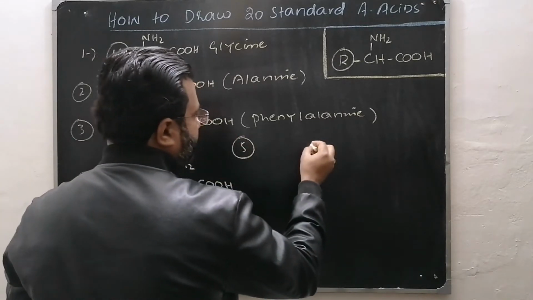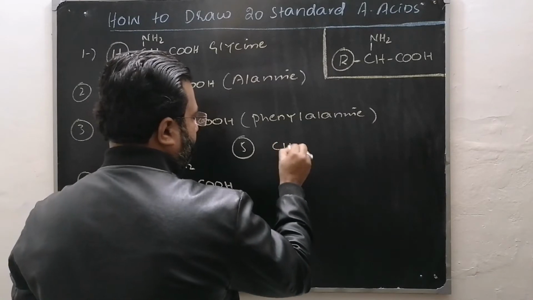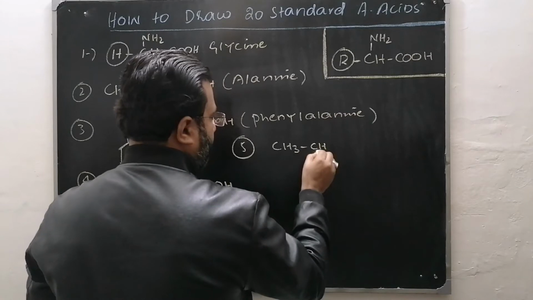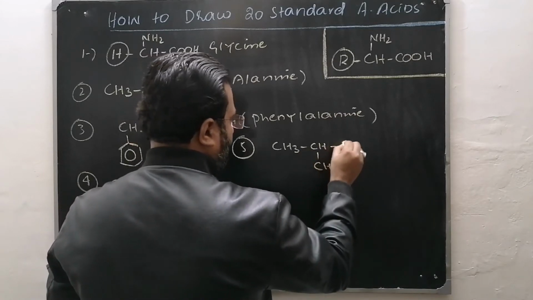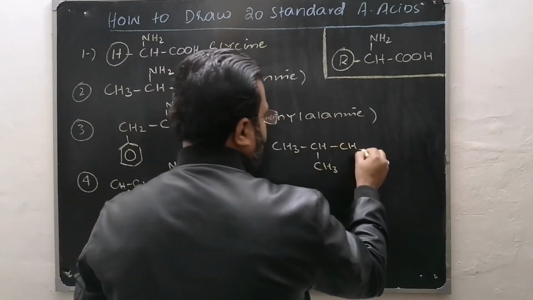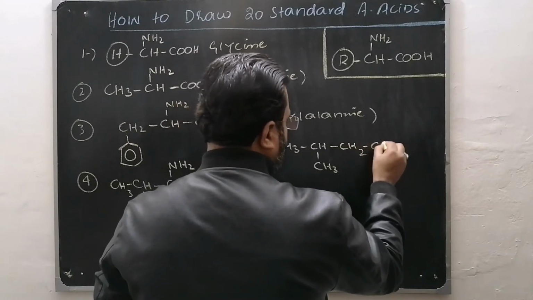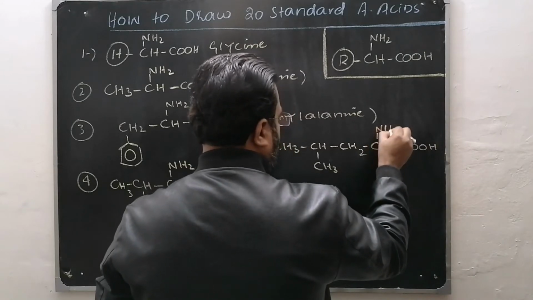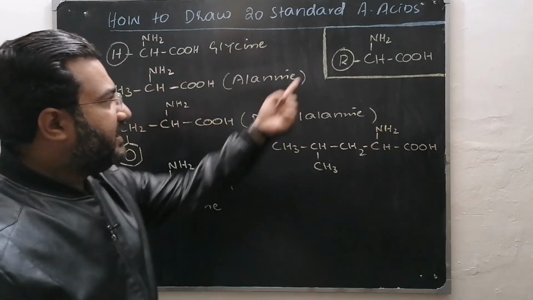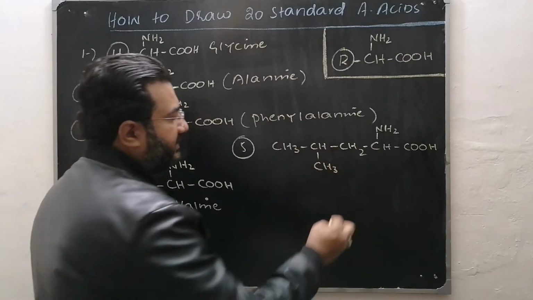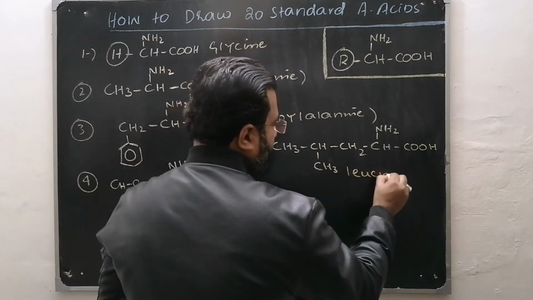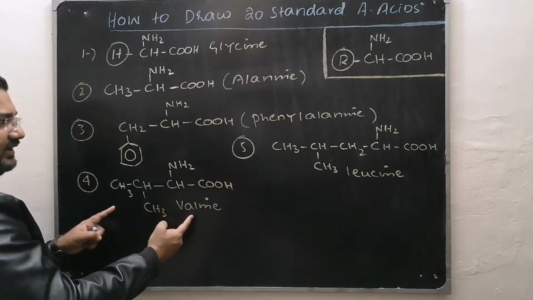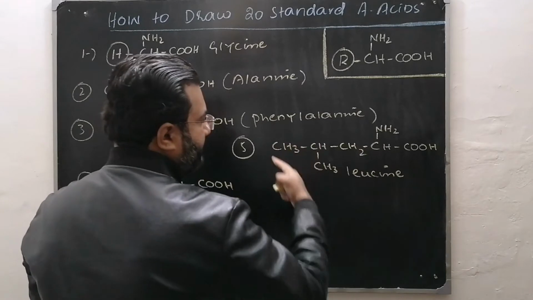If you place isobutyl at the place of this R group, then you will get leucine. So here isopropyl in valine, and in case of leucine there will be isobutyl.